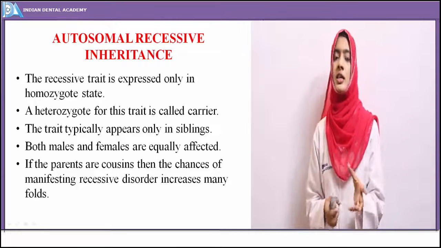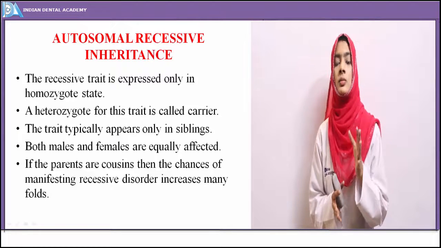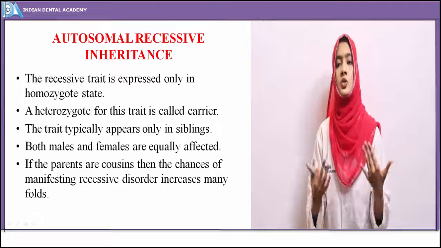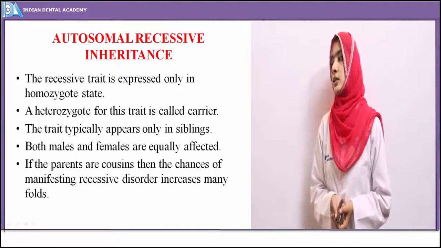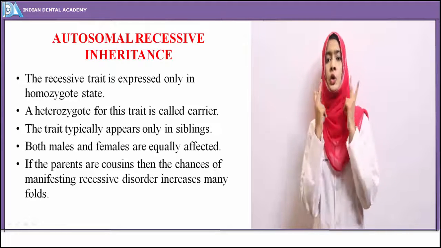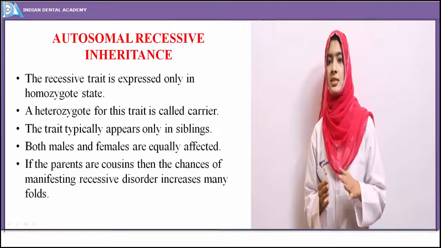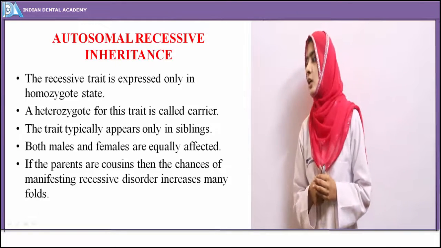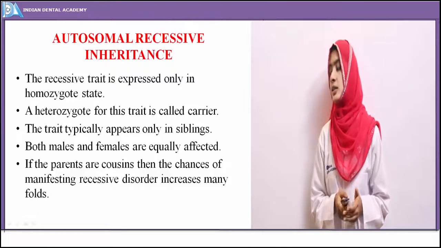In the homozygous state, both copies of genes are present, both genes are affected, thus the individual shows the expression of the disease. Okay, in the autosomal recessive mode of inheritance, basically 2 copies of genes are required for the disease to occur. That's the criteria here. So both the males and females are affected equally, and the trait appears in the siblings.